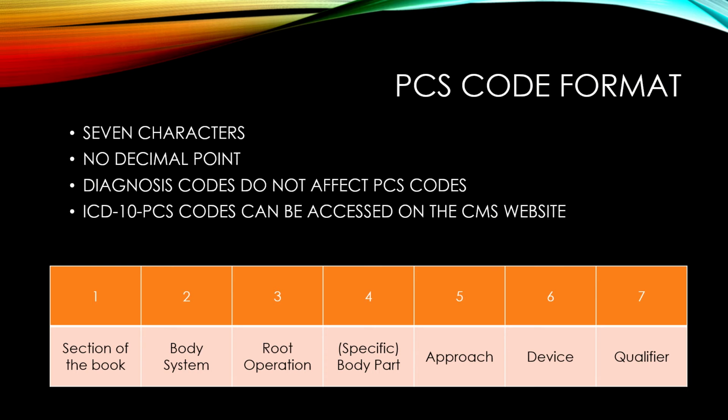The sixth character is a device. So a device is going to be something that is non-biologic, that is left behind in a person's body. An example of a device will be something like a pacemaker. And the seventh character is a qualifier. So a qualifier is basically a free card. So this can stand for anything that may have to do with what type of procedure was done.